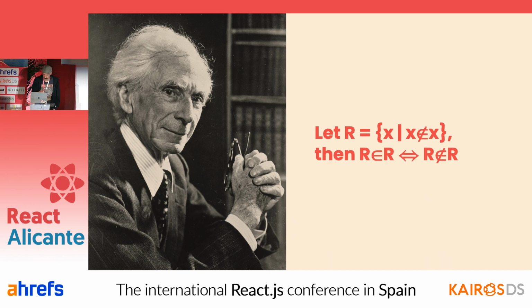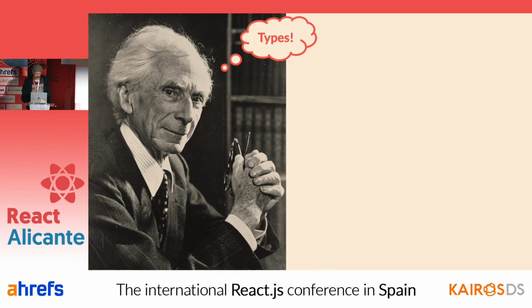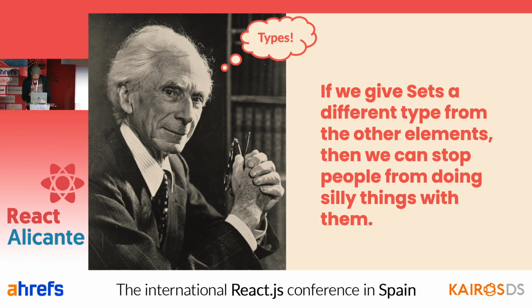What it says in words is, consider the set of all sets that aren't included in themselves. Then they're only included in themselves if they're not included in themselves. That's a serious problem for him because that's a contradiction, and anything at all is provable from a contradiction. But he had an idea, and his idea was to use types. Basically, if we make sets a different type from the other elements, then we'll stop people from doing silly things with them. And that's more or less what we use types for today.